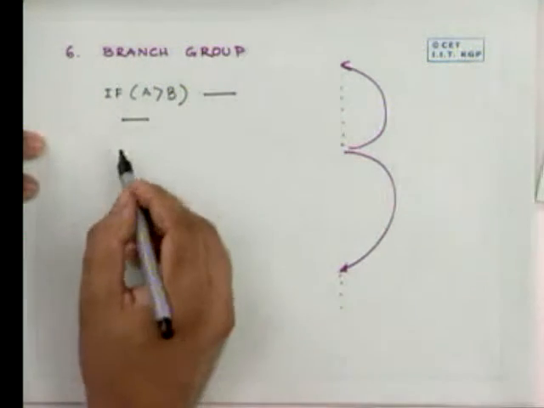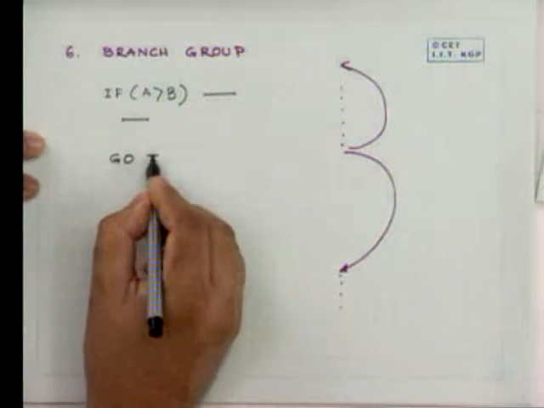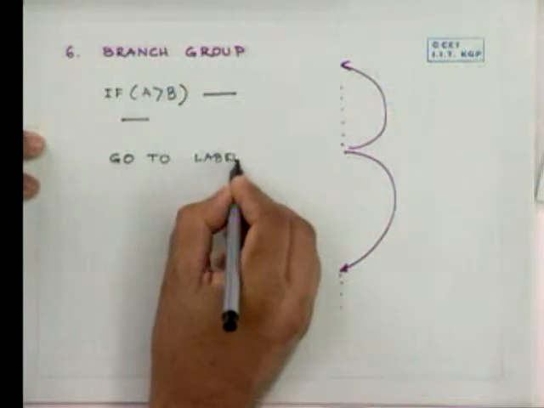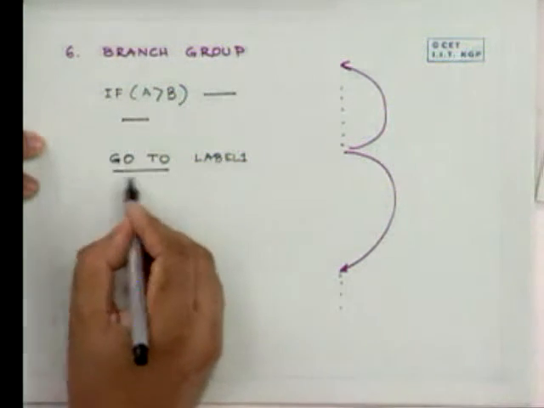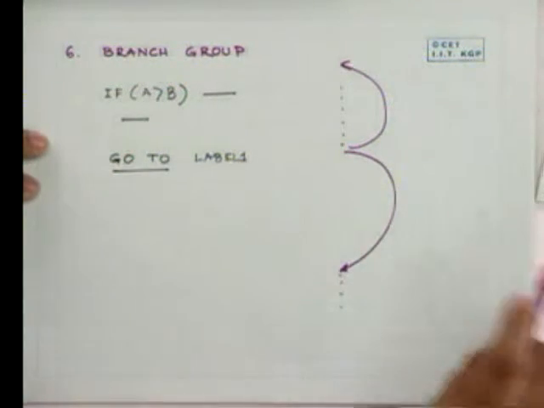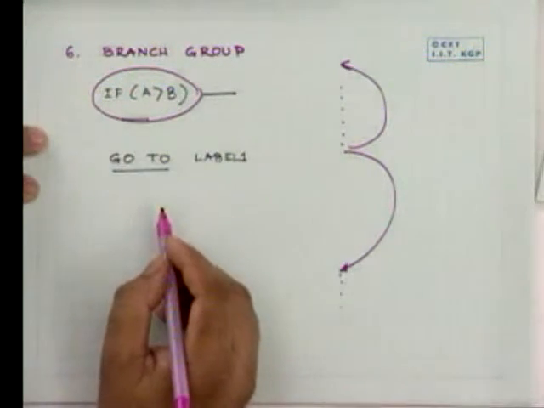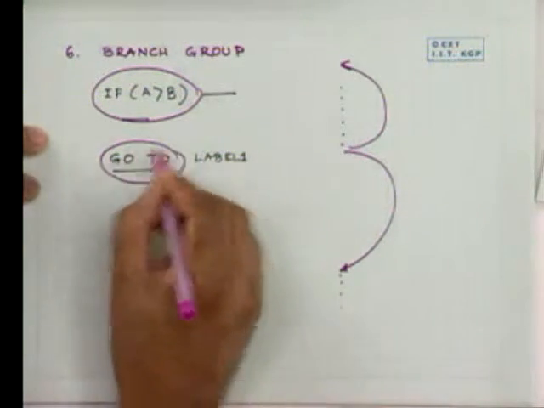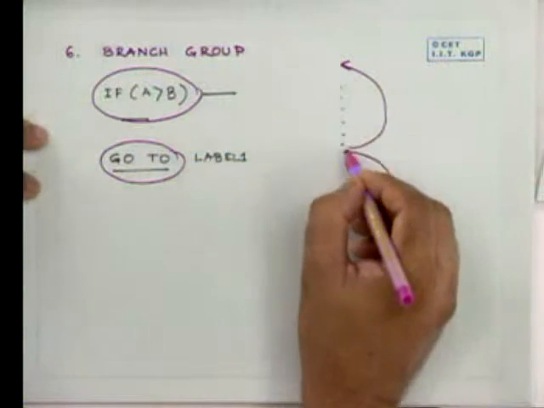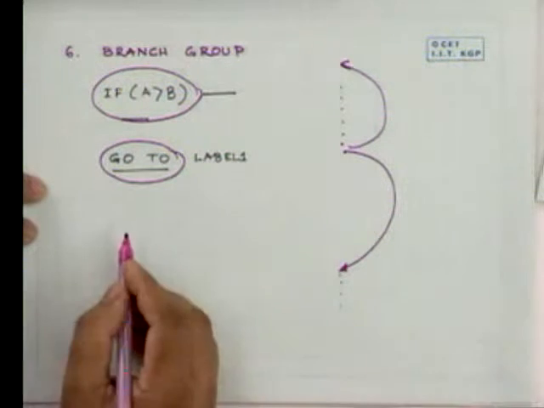Sometimes the high level language has code which says go to some label 1, that is an unconditional branch to label 1. Therefore, you see that we can either have a conditional branch or an unconditional branch from a particular point of execution. Now we have several instructions to do that.